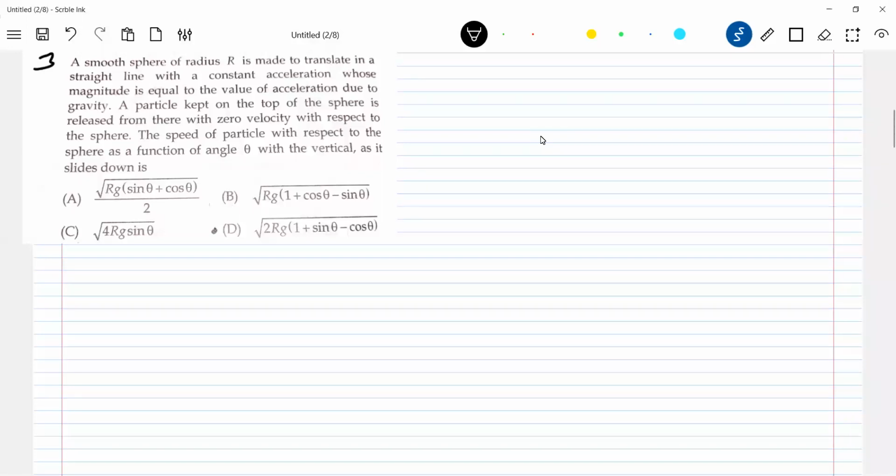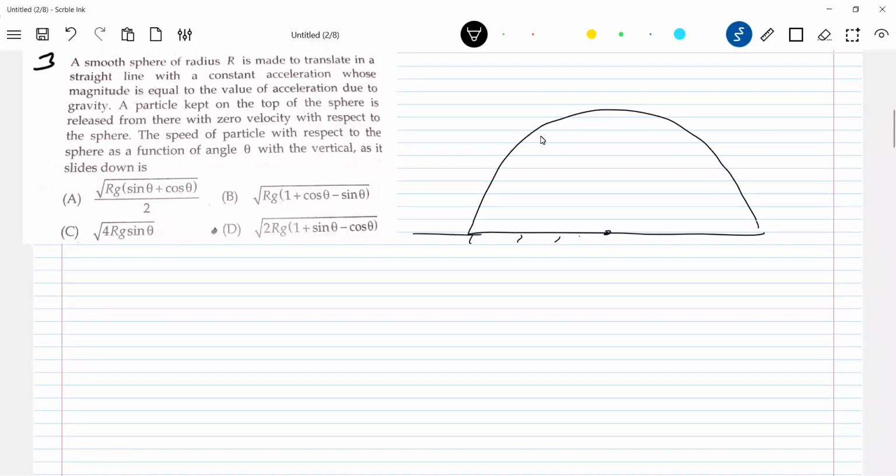So I'll proceed like this. There is a constant acceleration whose magnitude is equal to the value of acceleration due to gravity. Here the block is kept here. So I'm going to move this with a constant acceleration whose magnitude is equal to g. So a naught is, in fact, g. Initially it is at rest.